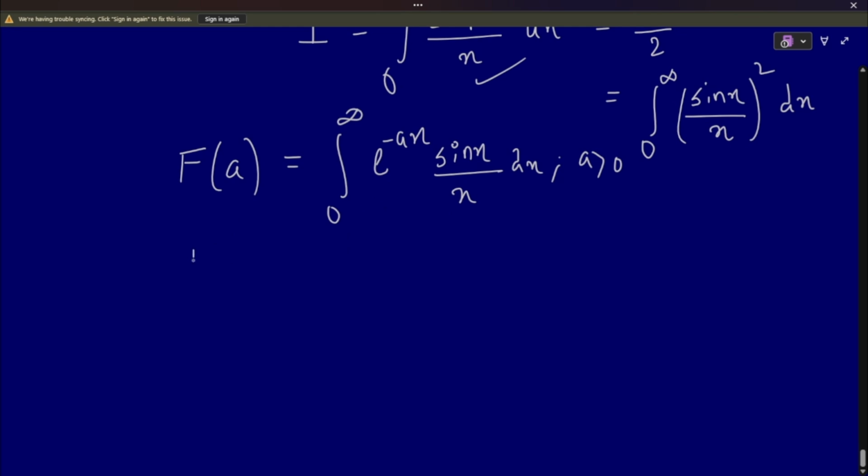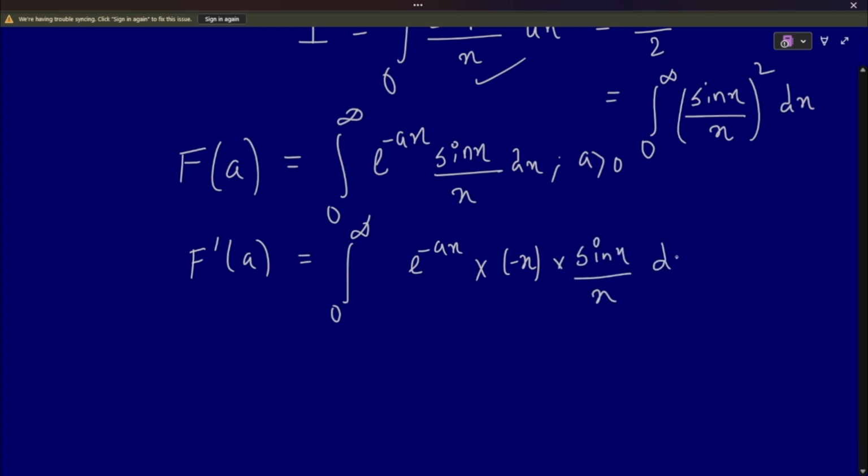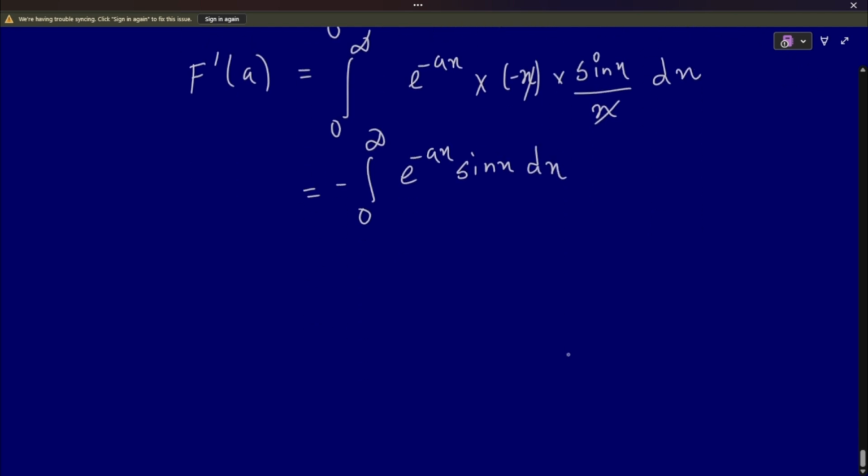And once we have that, we can differentiate both sides to get f dash a, which is the integral from 0 to infinity of e to the power minus ax, and we are differentiating with respect to a, right? So minus x should be a coefficient multiplied by sin x upon x dx. If you cancel off the x, you basically get the following integral: minus the integral from 0 to infinity of e to the power minus ax sin x dx. Now what is this integral and how do we solve it?